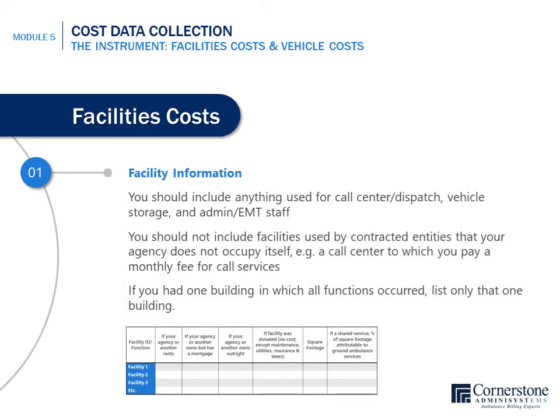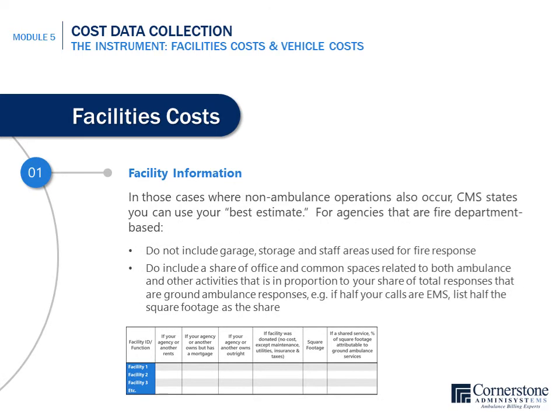As for what qualifies as a facility, you should include anything used for call center or dispatch, vehicle storage, and admin/EMT staff. You should not include facilities used by contracted entities that your agency does not itself occupy, such as a call center to which you pay a monthly fee for call services. Also, if you had one building in which all functions occurred, CMS says to list only that one building. In those cases where non-ambulance operations also occur, CMS states that you can use your, quote, best estimate, unquote.